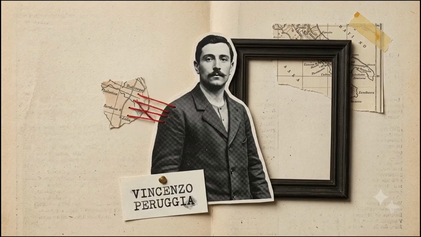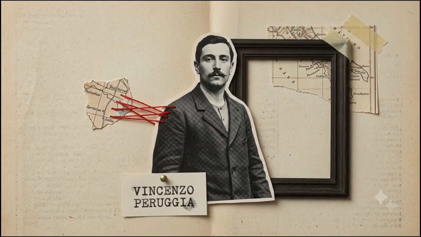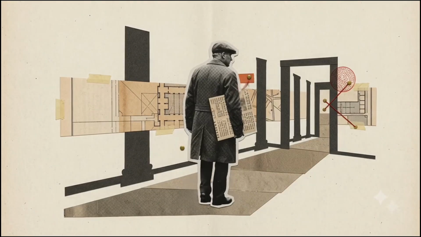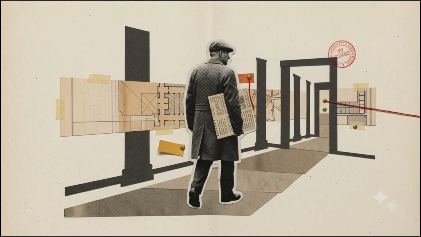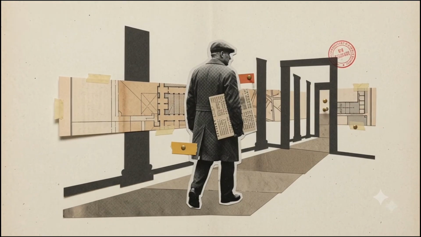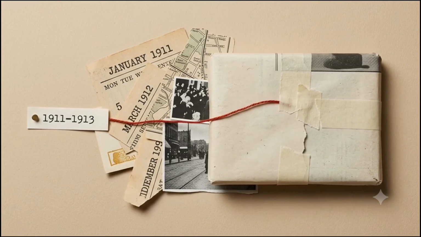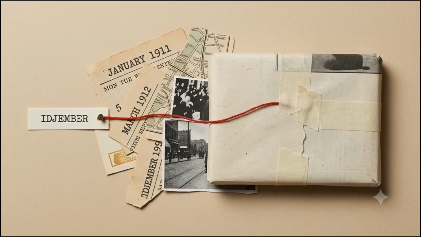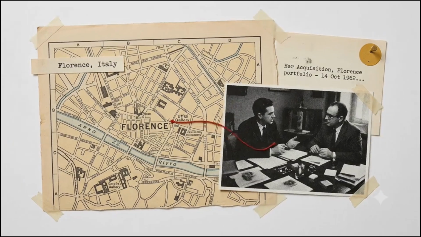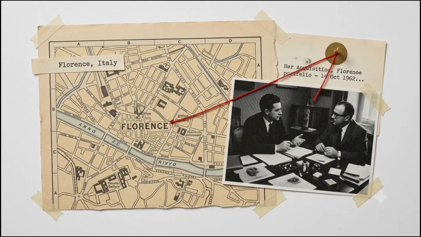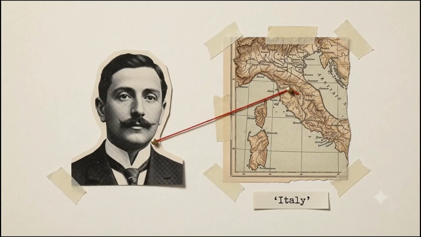The thief was Vincenzo Peruggia, an Italian former Louvre employee who had previously worked on the museum's protective display cases. He removed the painting from the wall and left the building without attracting immediate attention. For more than 2 years, the Mona Lisa remained hidden. Then, in December 1913, Peruggia contacted an art dealer in Florence, hoping to return or sell the painting in Italy. The dealer alerted the authorities and the painting was recovered.